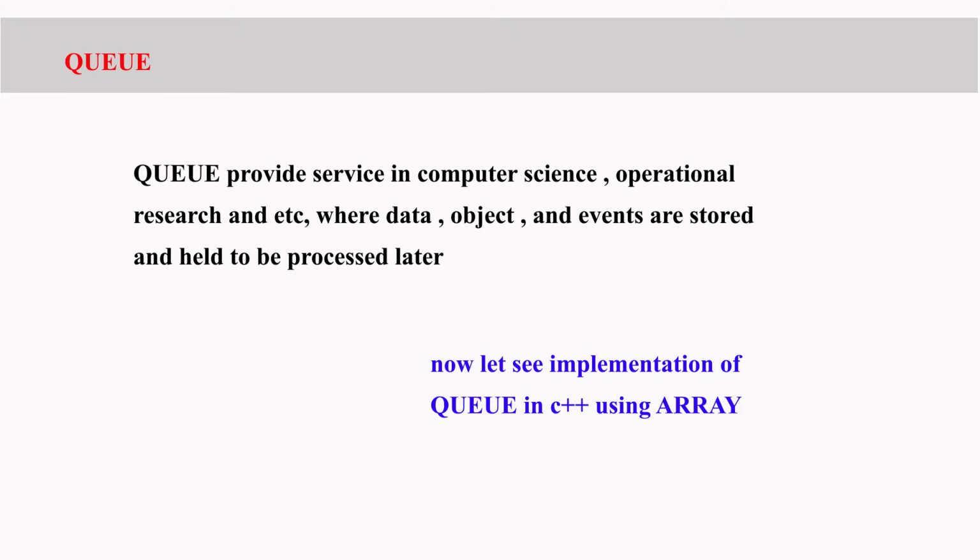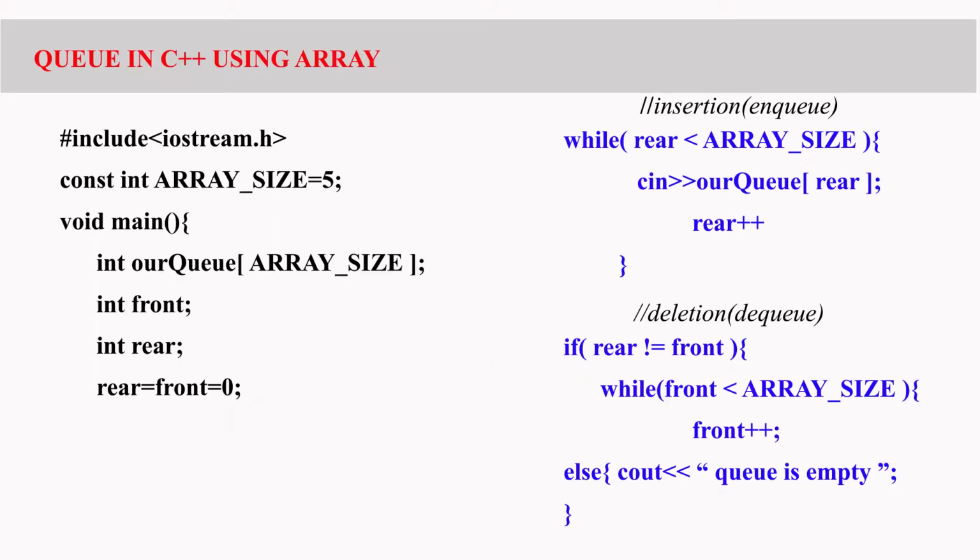Now let's discuss how we implement a queue using an array in C++. First of all, we declare our array with a certain size. Then we declare our counters, the front counter and the rear counter. Initialize both the rear and front counters to index 0. This is because initially, the rear and front counters point at the first index.